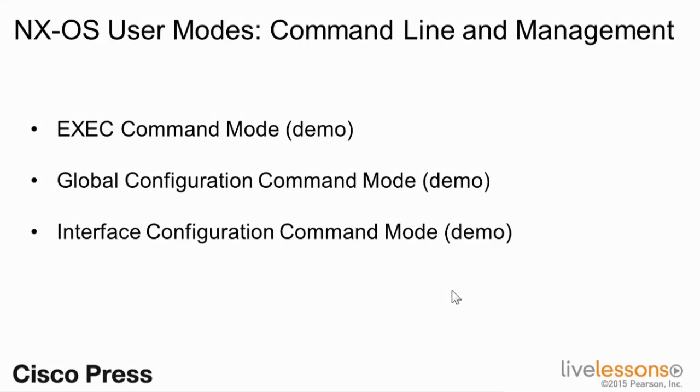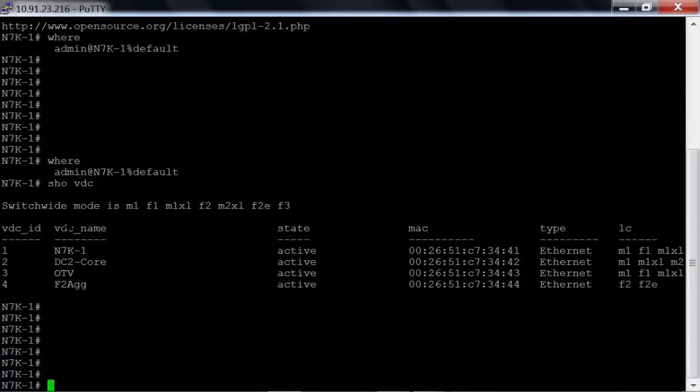In NX-OS, we have different user modes. We have the exec, global interface command, and interface-specific configuration. Here, I'm going to demonstrate the different user modes in NX-OS in the command line interface. I'm going to open up my PuTTY SSH session into a Nexus 7000.